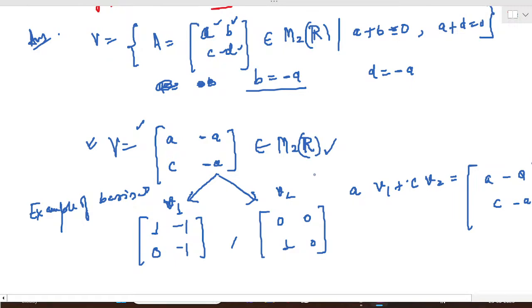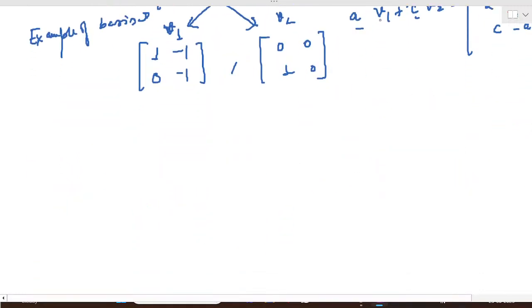Is that clear or not clear? See, what did I tell you? I told you that the sum of the row elements in the first row should be 0, and the trace should be 0. So if this is the case, then these are the matrices that result. Can I not write this particular matrix in the form of a linear combination of these two? I can write it as A V1 plus C V2. Clearly it is the case.